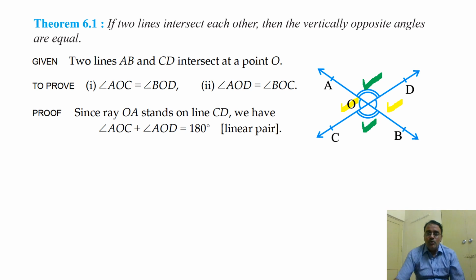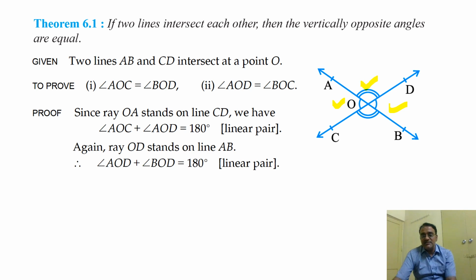Since OA stands on line CD, so therefore the sum of these two angles, right, इसको मैं मिटा देता हूँ. Right, so the sum of these two angles, the angle AOC and angle AOD, these two angles is equals to 180 degree. Why? Because linear pair. Okay, and the sum of these two angles is also 180 degree. ये जो दो एंगल है ये दोनों. Okay, so मैं मिटा दे रहा हूँ.